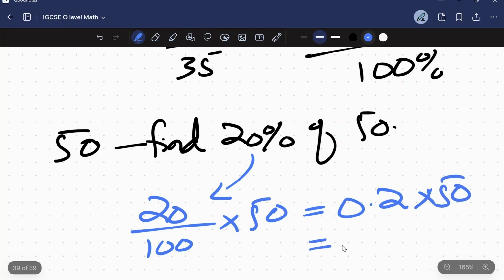So 0.2 times 50, you can either do the decimal multiplication or you can just simplify this. I can cancel these two zeros, and then 2 5s are 10. So 20% of 50 is 10.